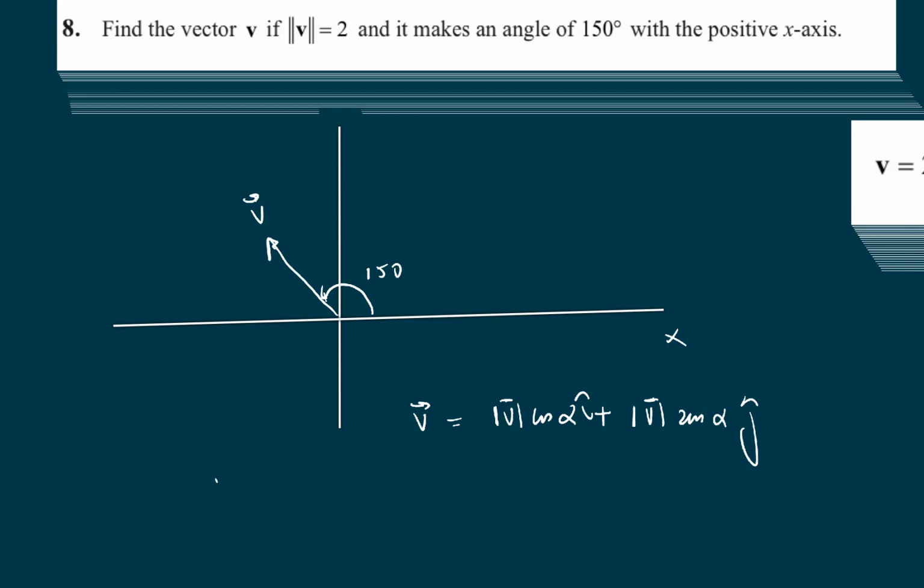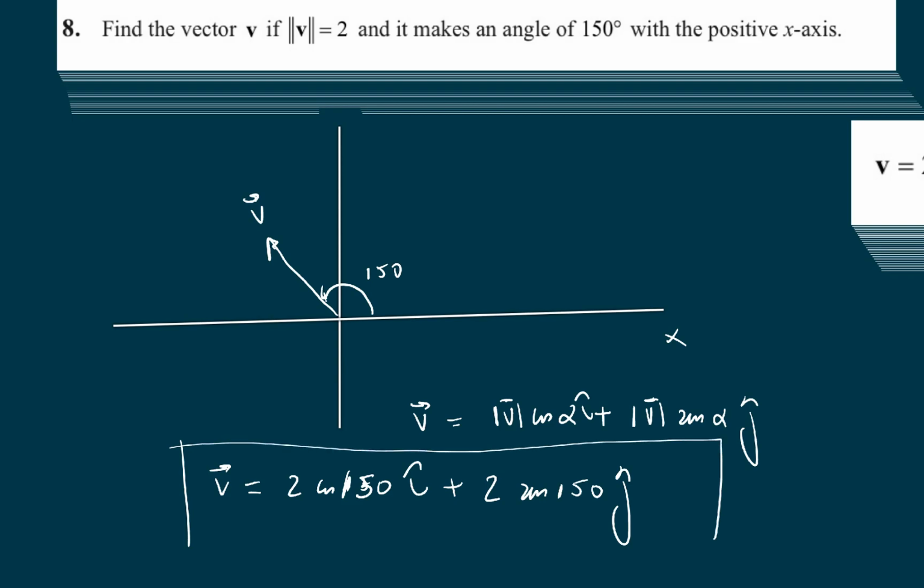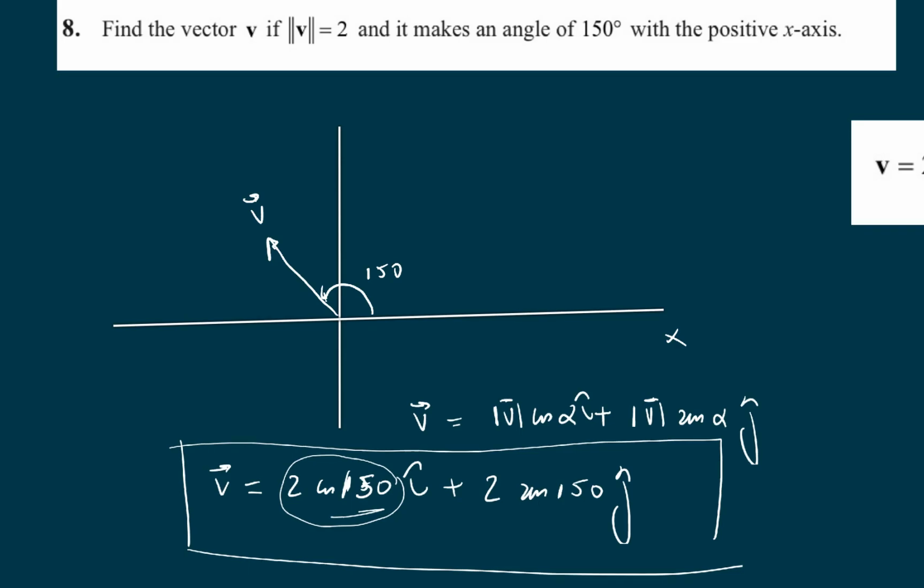So in this case, the vector V is the magnitude of V, 2, cosine of 150 I plus the magnitude of V, 2, sine of 150 J. And this is the vector V. And now, cosine of 150 is negative, so this number is negative, because to make this vector, you need to move in the negative direction, and you need to move up, positive, in the J direction. So sine of 150 is positive.